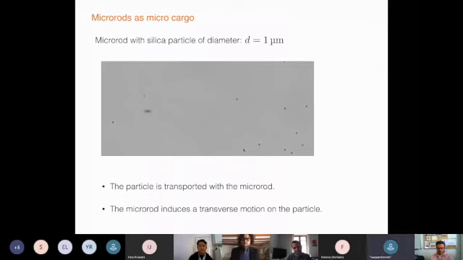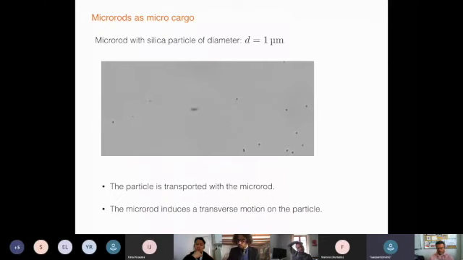So now what we wanted to investigate is the trapping effect of the microrods, and to do so we performed experiments with a microrod and silica particle of diameter 1 micron. So you will see on the video that the nanorod is propelled with this out-of-plane field. It traps the particle. At some point, the polarity is reversed, so the nanorod goes back to its initial position.